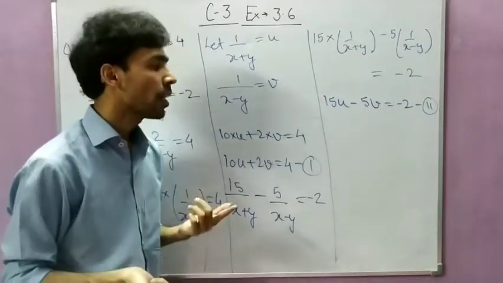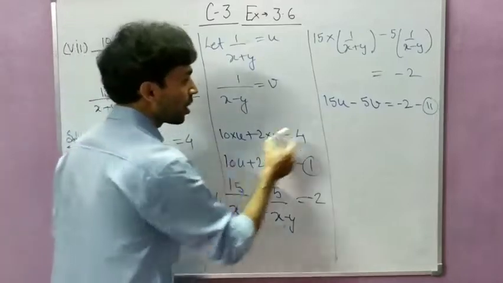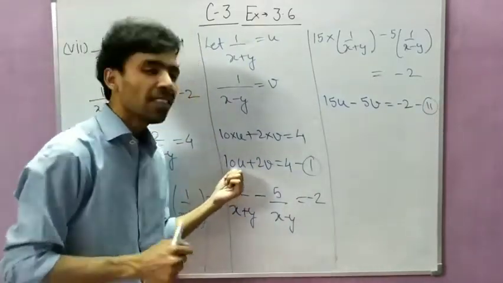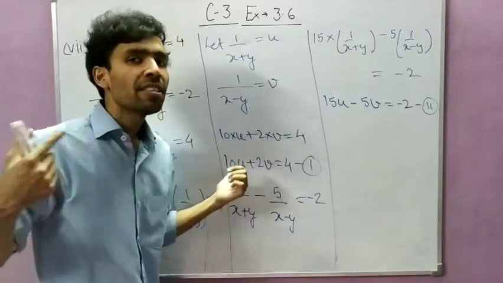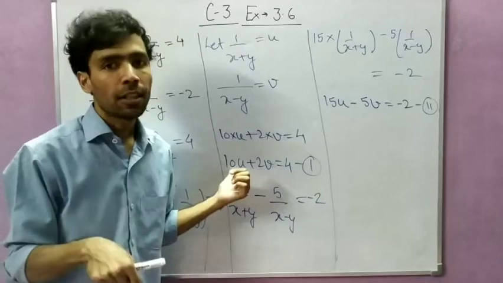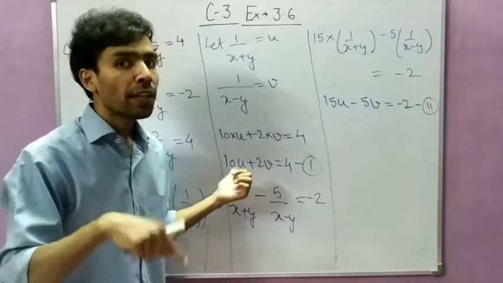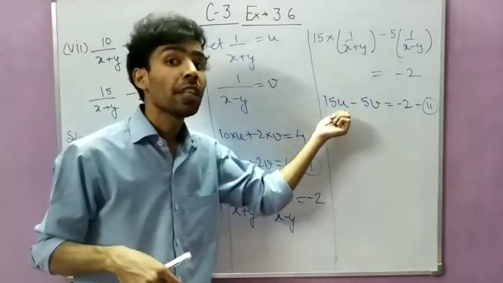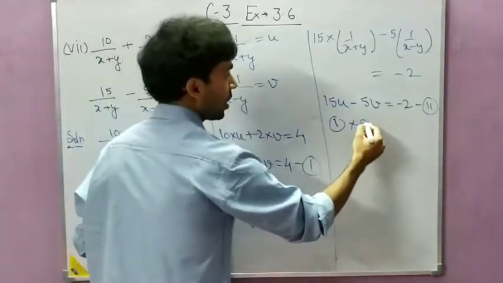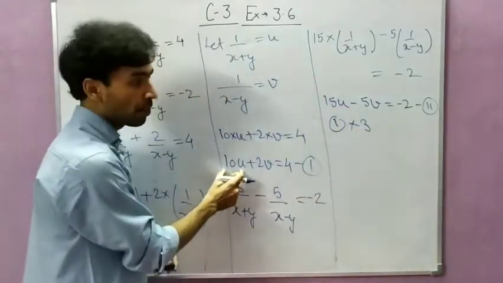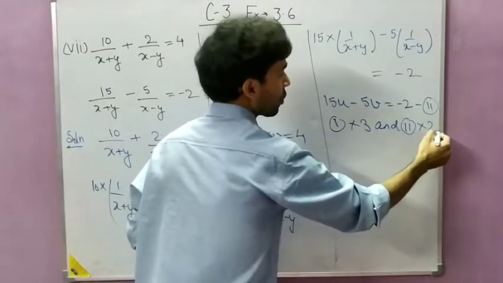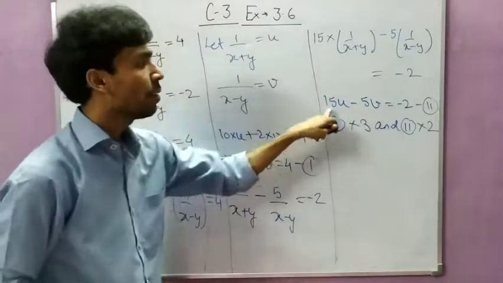I am going to repeat again because I have to make their coefficients equal. So I will see their multiples. The multiples of 10 are 10, 20, 30. So 30 is a multiple of 10 and 30 is a multiple of 15 also. So I will multiply equation 1 by 3 so that it becomes 30, and I will multiply equation number 2 by 2 so that it becomes 30.